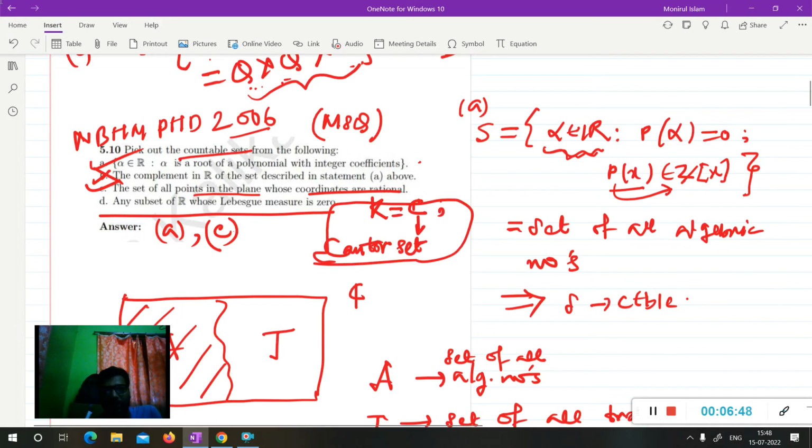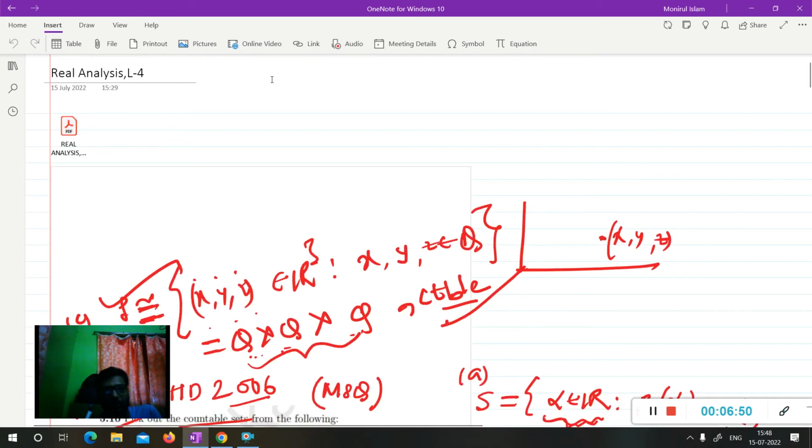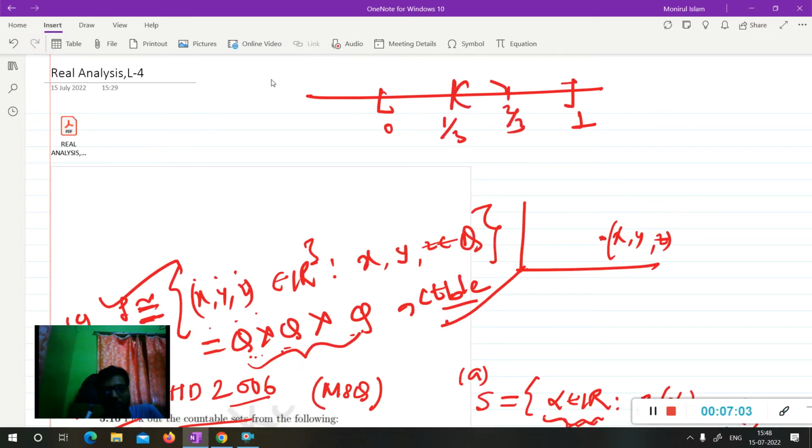How can this be found? The Cantor set has a construction. Assume the closed interval [0, 1]. First divide it into three parts, that is 1/3 and 2/3, and take out the middle part. Then you are left with two parts, [0, 1/3] and [2/3, 1]. Name it K1. K1 will be [0, 1/3] union [2/3, 1].